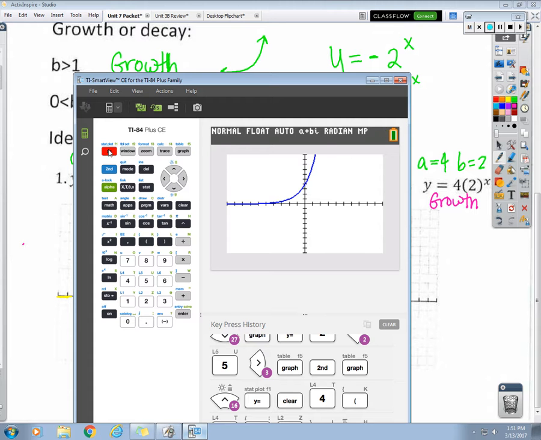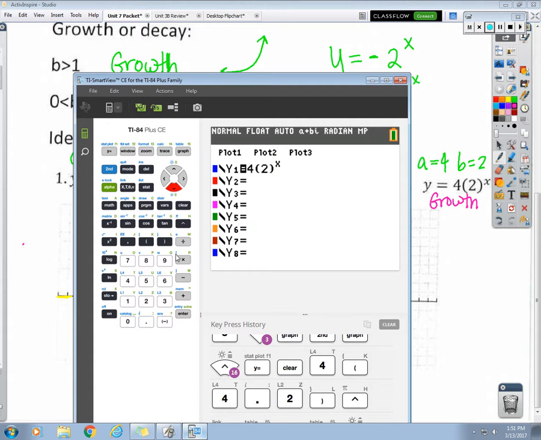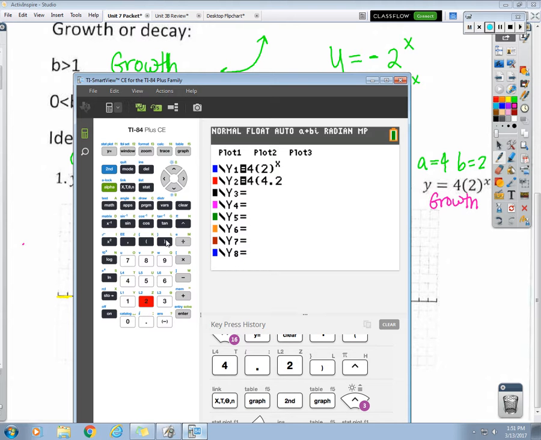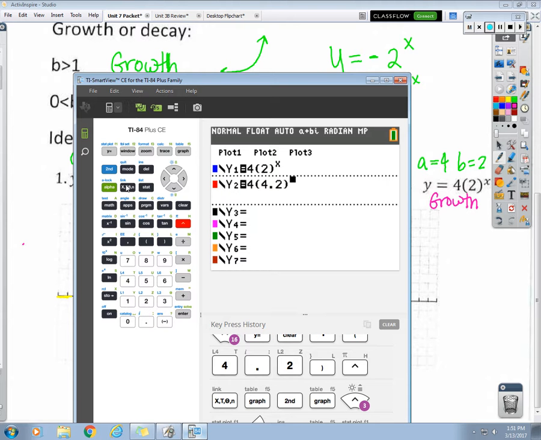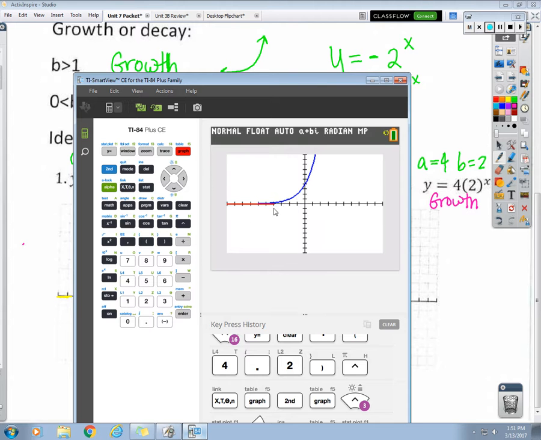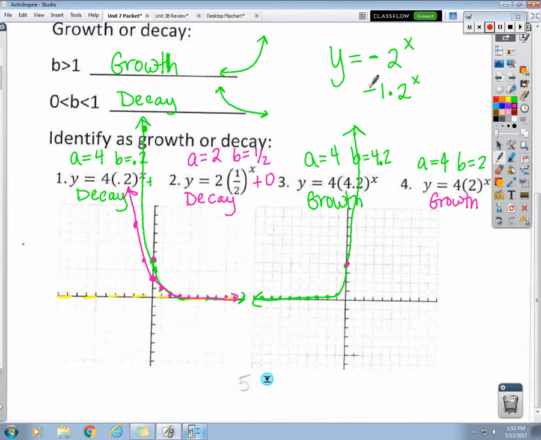Okay, and then I'm going to really quickly put the last one on there so we can compare them on the graph. 4 times 4.2 to the x power. See how the red one got a lot steeper faster? Because it's quadrupling. Its growth factor is quadrupling. The blue one is growing, but only by a growth factor of 2, so it's only doubling, which is why it's not as steep. Does that make sense to everybody?